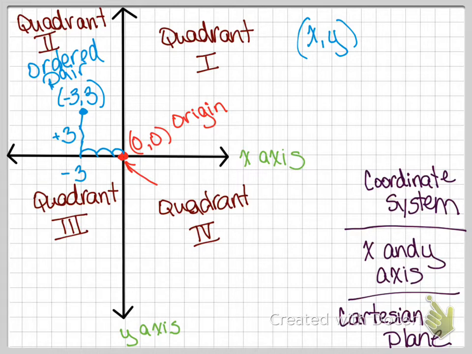Okay? So here we've got our x-axis. Our x-axis is our horizontal axis. Our y-axis is our vertical. Okay? X-axis goes left to right. Our y-axis goes up and down. Okay? This point right here at 0, 0, that is where my x-axis and my y-axis meet. That is called the origin.